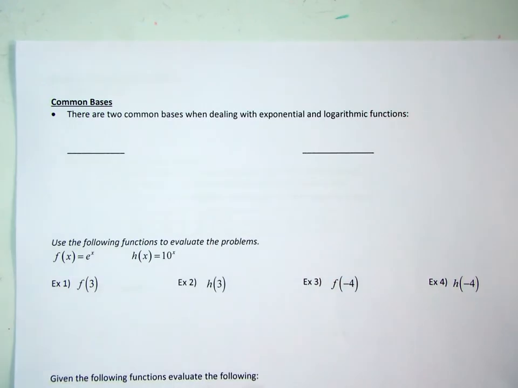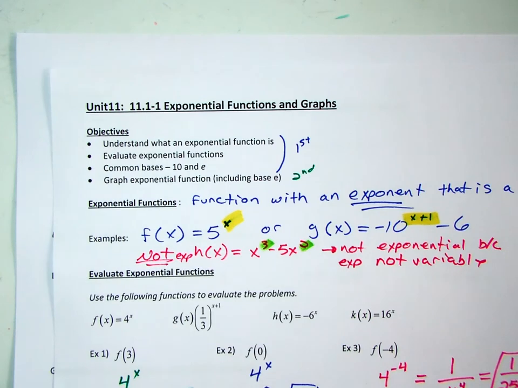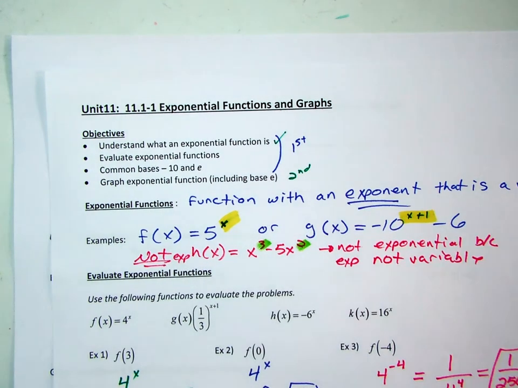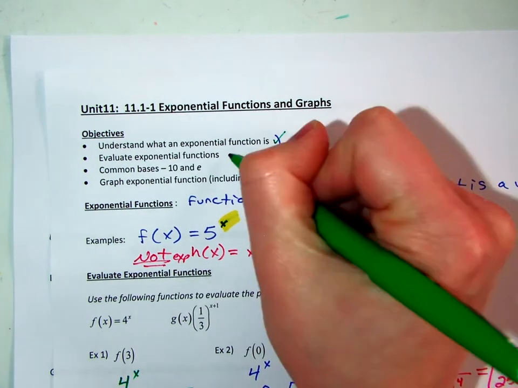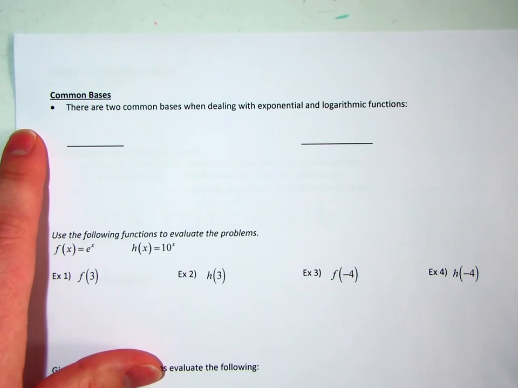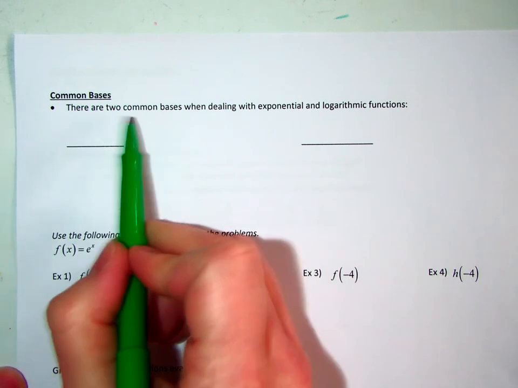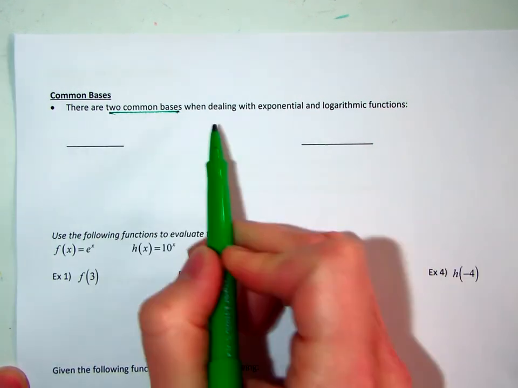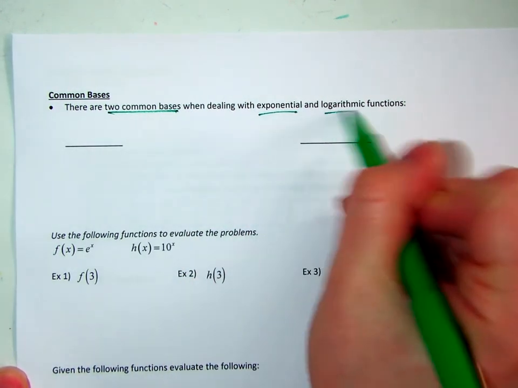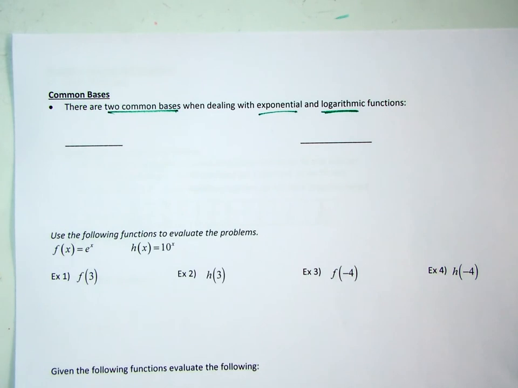Okay, so we have done the first two on our objectives, which is understanding what an exponential function is and evaluating them, and now we're going to do the third one, which is the common bases. There are two common bases when dealing with exponential and logarithmic functions, and we're going to be dealing with logs in the next couple of days because exponential functions and logarithmic functions really are related to each other, and they act sort of as inverses to each other.